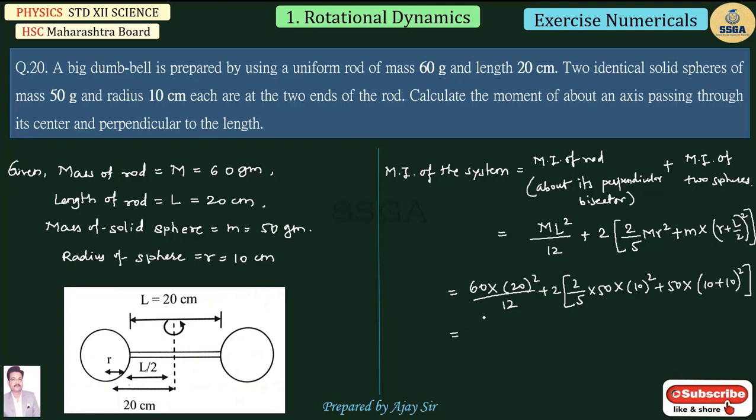So therefore after solving the above calculations, this is 2000 plus 44,000. Therefore after adding we will get 46,000 gram centimeter square. So this is the moment of inertia of the system.